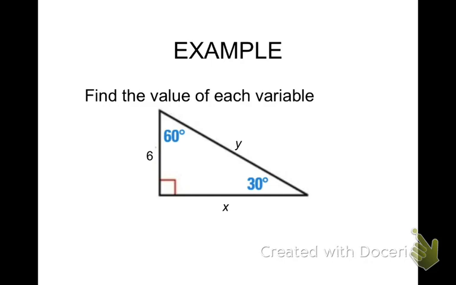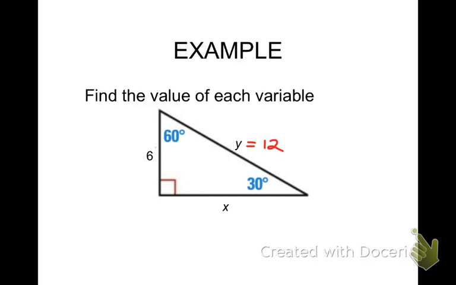Correct. So how do I go from short leg to hypotenuse? Times 2. Short leg to hypotenuse times 2. So if my short leg is 6, the hypotenuse would have to be 12. Is the hypotenuse x or y? Y. So y would be equal to 12. Good.